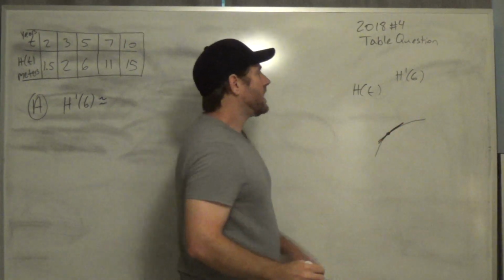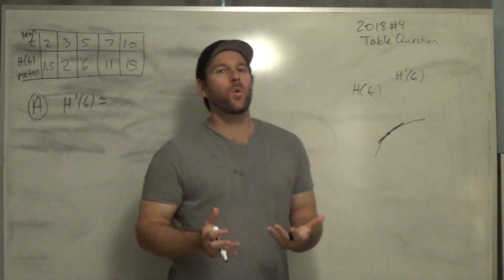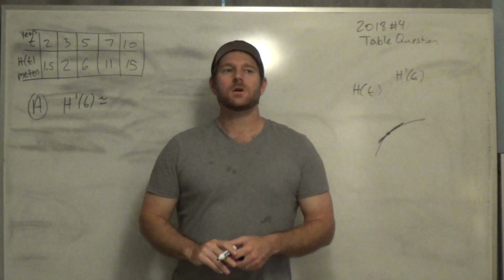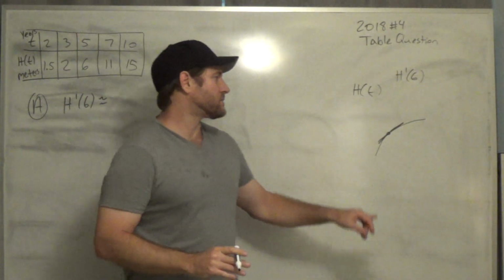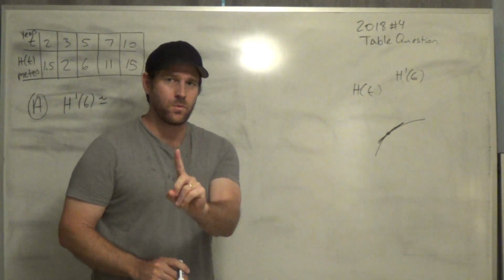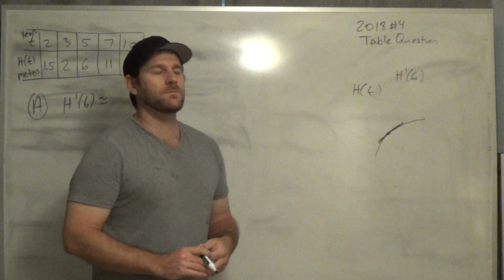H prime 6 means what's the slope of the tangent line at 6. And if we had an equation, we would take the derivative and plug in 6. We don't have a derivative. So how do we estimate h prime 6? How do we estimate the slope of a tangent line? Remember, slope of a tangent line is the slope through one point. We're going to estimate it by finding old school slope, estimating slope using 2 points.